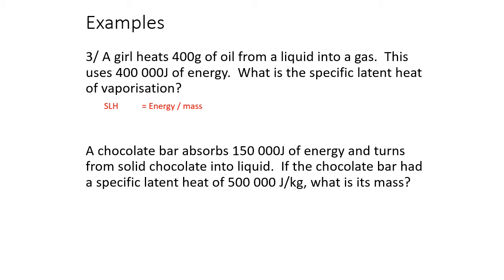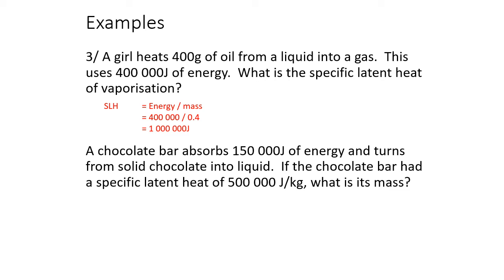Well, the specific latent heat is the energy divided by the mass. Now, the energy is 400,000 joules. But the mass, we can't use 400 grams, we have to convert this to kilograms. So it becomes 0.4 kilograms. 400,000 divided by 0.4 gives us 1 million joules.